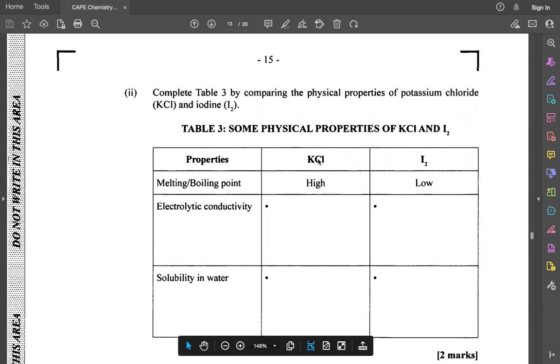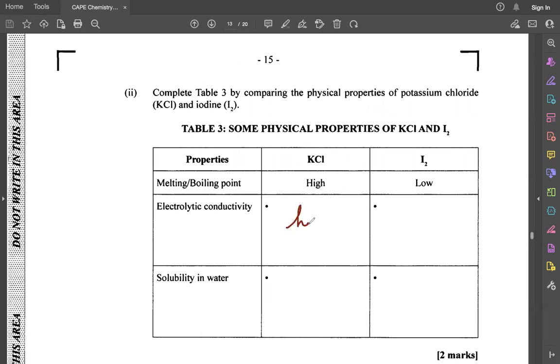So let's look at KCl first. We see that KCl has a high melting or boiling point, which would be the case because it's an ionic compound. And because there are ions in it that are mobile and free to move about, of course it would have high electrolytic conductivity as well, right? Ionic compounds are generally good electrolytic conductors, so we would say that this is high.